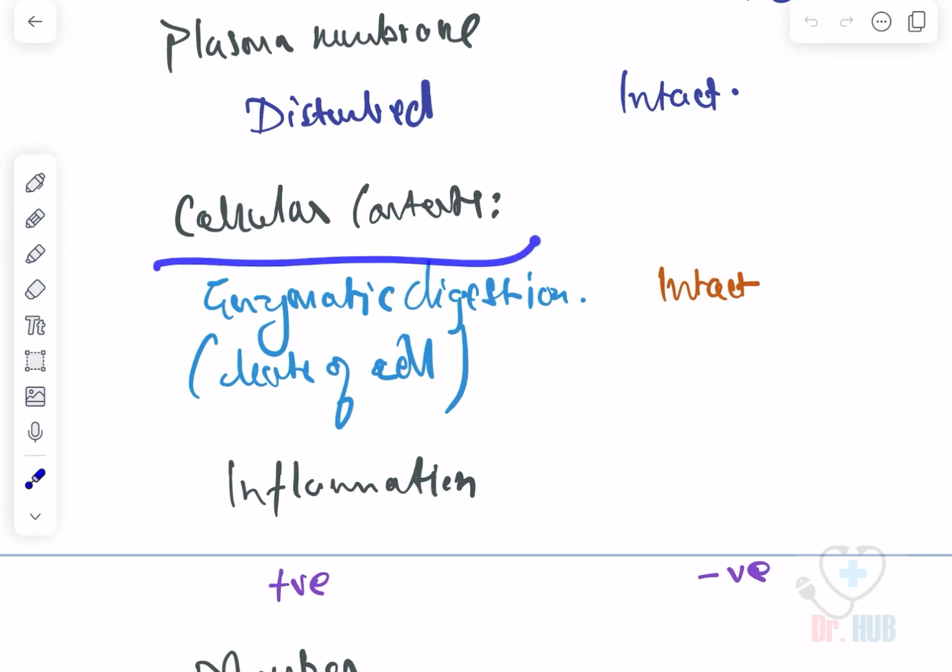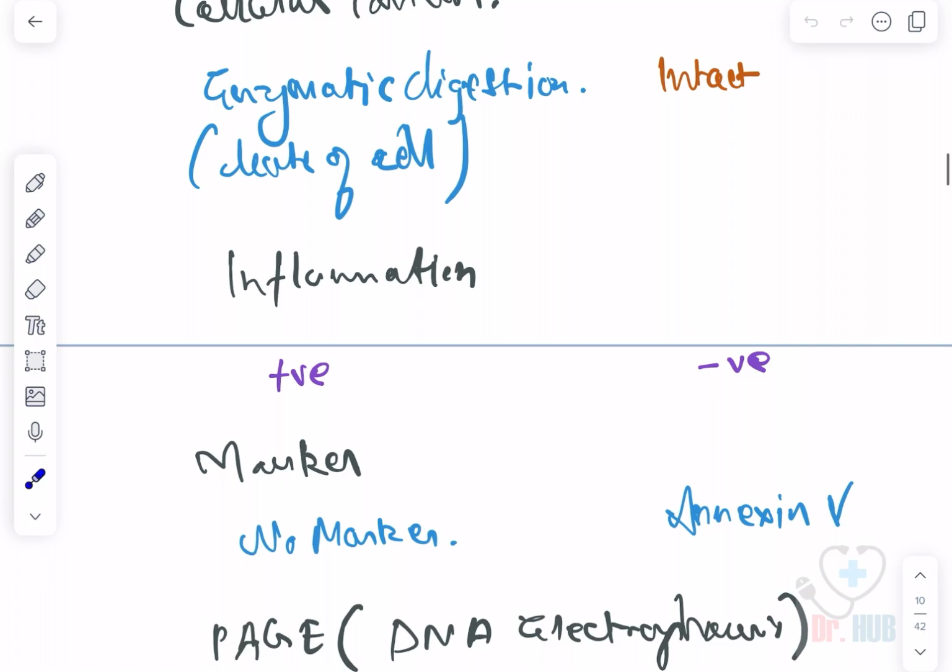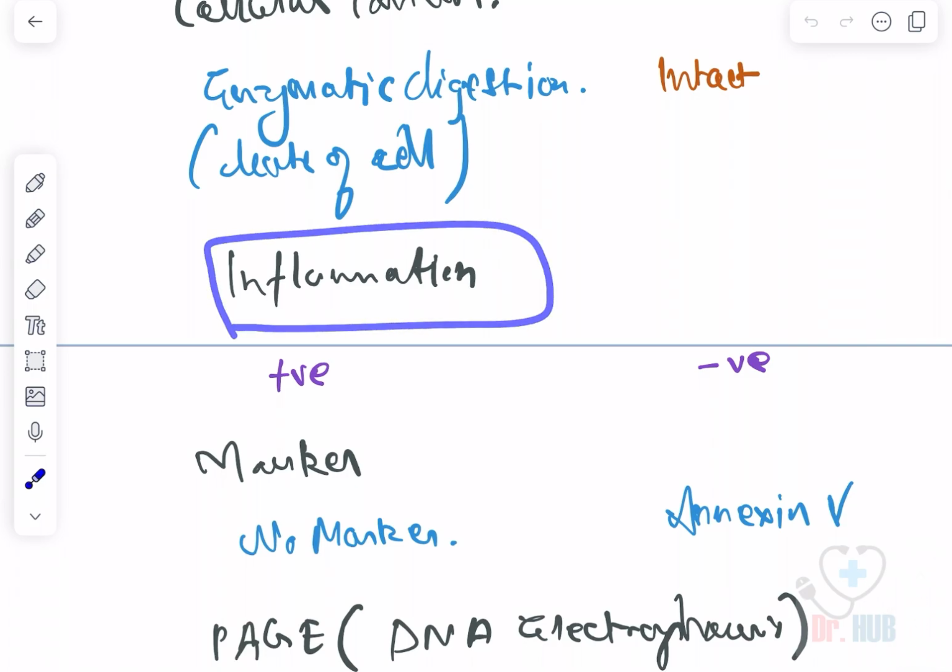Next, the cellular contents. Cellular contents contain enzymatic digestion. This is in case of necrosis. And then looking at apoptosis, it is intact. Then inflammation: in case of necrosis, there is presence of inflammation. In case of apoptosis, there is no inflammation.